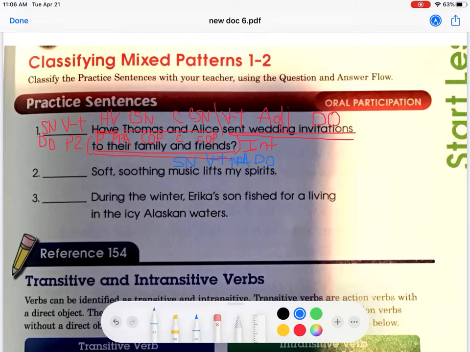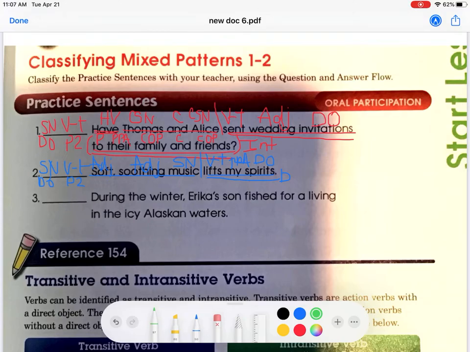All right, so let's go back to the beginning of our sentence. Looks like we have some words that modify music. What kind of music? Soft music. What kind of music? Soothing music. So they are both adjectives modifying our subject music. Okay, we're going to divide between our subject and our verb. So our complete subject is soft, soothing music. Our complete predicate is lifts my spirits. It is a declarative sentence. It has a direct object, so it is pattern 2. Verb transitive direct object pattern 2.